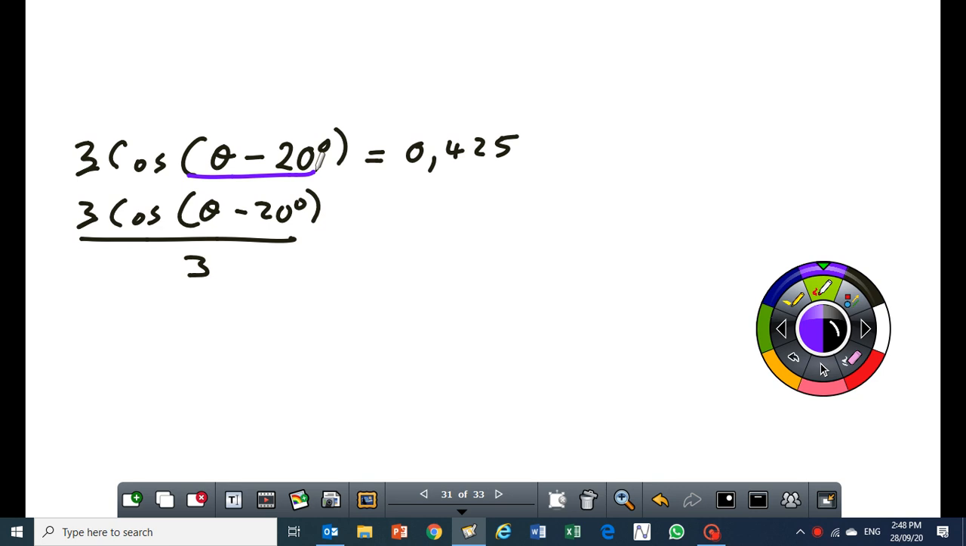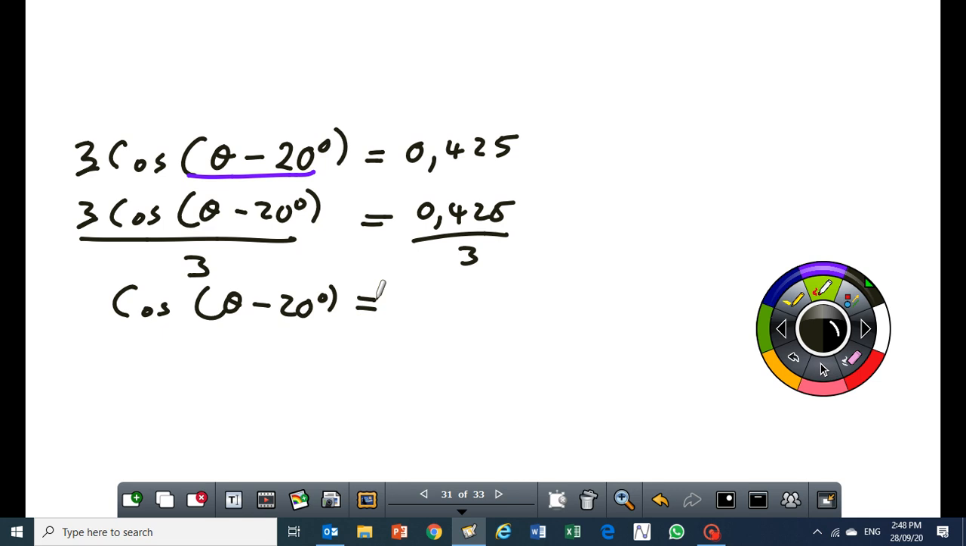So when you do that, you get 0.425 over 3. Then you'll be left with cos of theta minus 20 degrees equal to. Now, for now, don't try to simplify this using a calculator. By now, you should know that you can put this in the calculator. So for now, I'm going to write it as it is, 0.425 over 3.